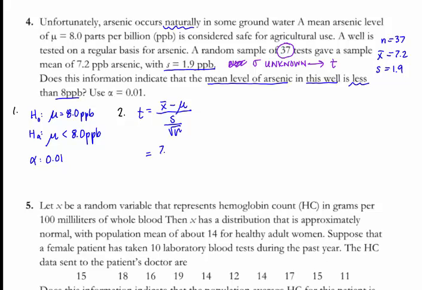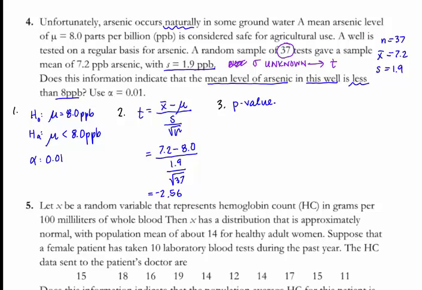We have x bar, sample mean, 7.2, minus the mean that we assume true in the null hypothesis, 8.0, divided by the sample standard deviation, 1.9, divided by the square root of the sample size, which is 37. All that stuff together in the calculator spits back a t-test statistic of negative 2.56. What is the p-value for this test statistic? We spoke about 2 ways of doing this in class.